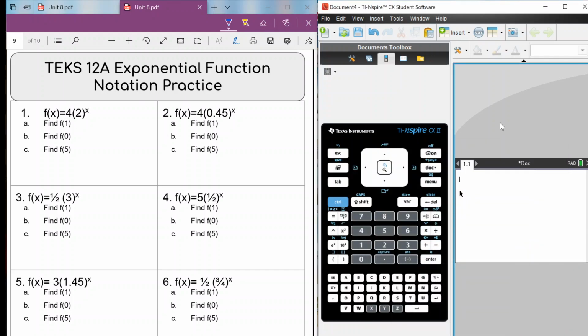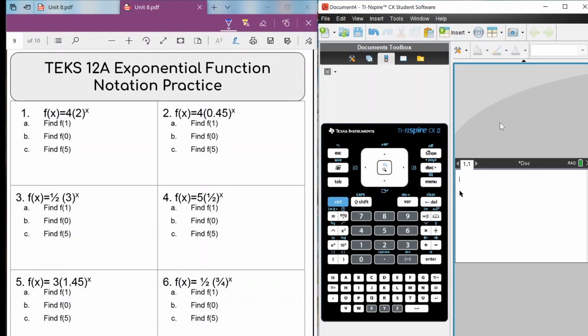Okay, TEKS 12A, exponential function notation practice. So we're going to practice what we learned yesterday. And remember, what we learned yesterday from the previous Ed Puzzle is that the number inside the parentheses is what we're going to be plugging in for x to get our answer.